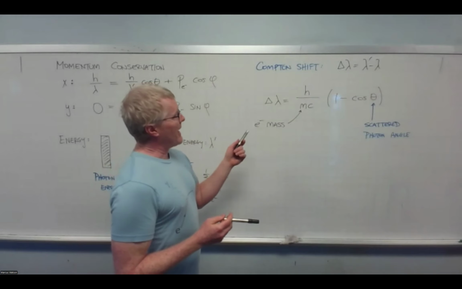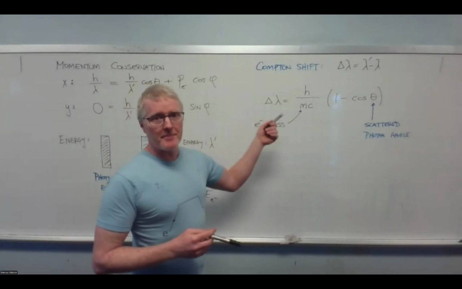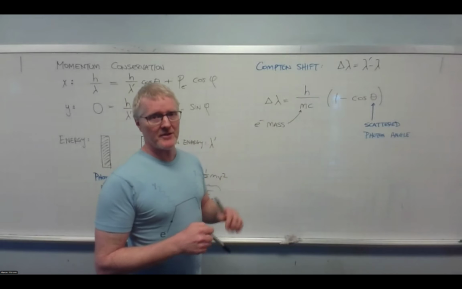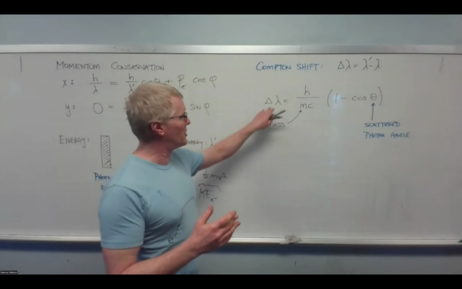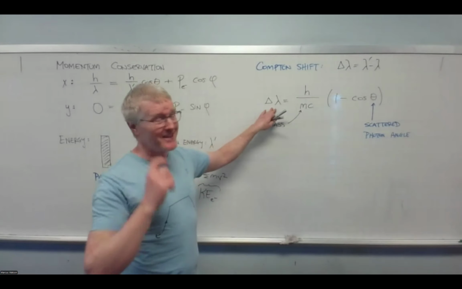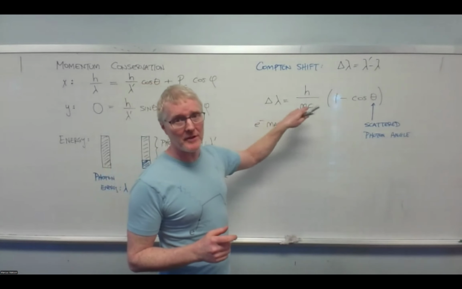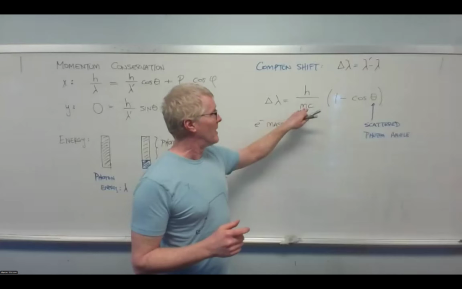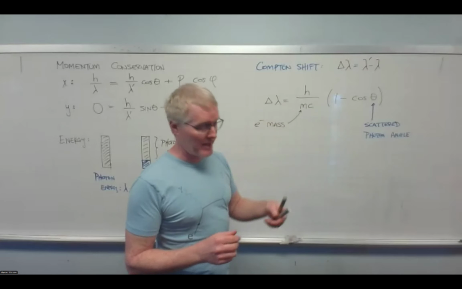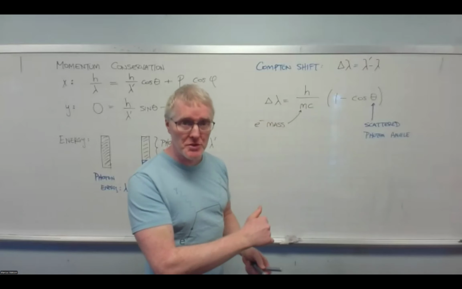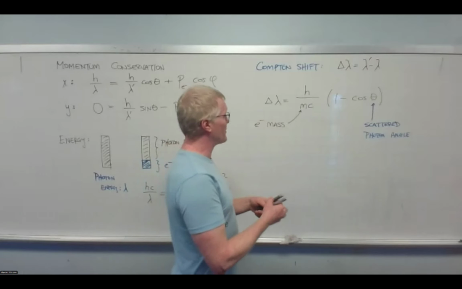And that is basically known as the Compton wavelength, because it tells you how much the shift is going to be. Now, typically, this is a very, very small number, okay? And I will show you why right now. Here's the way we're going to use it.